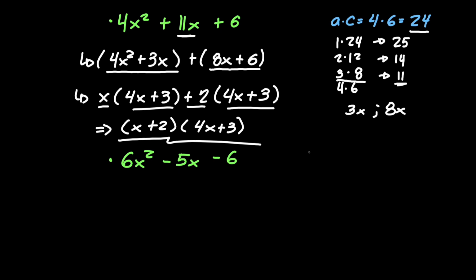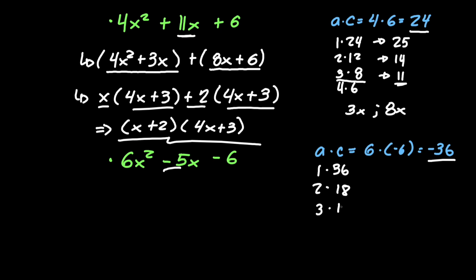Six x squared minus 5x minus 6. First step would be to multiply a times c here, which would be 6 times negative 6, which would be negative 36. Now, find the multiples of negative 36 that will add to negative 5. The multiples of this would be 1 times 36, 2 times 18, 3 times 12, 4 times 9, and 6 times 6. This can be plus or minus.